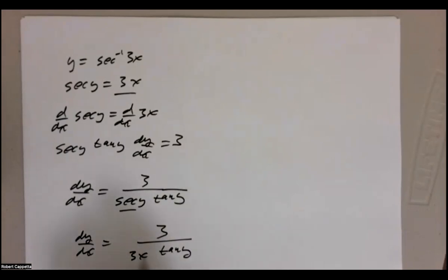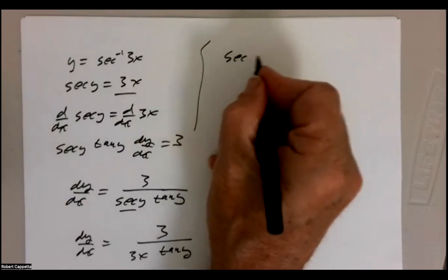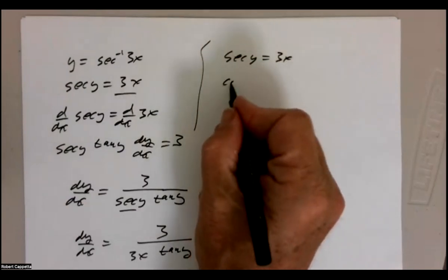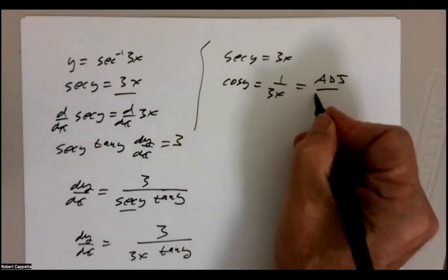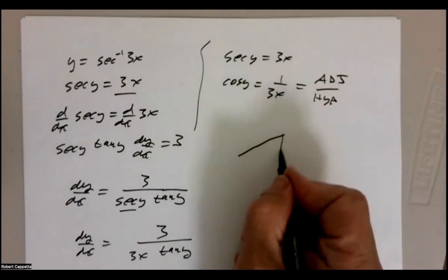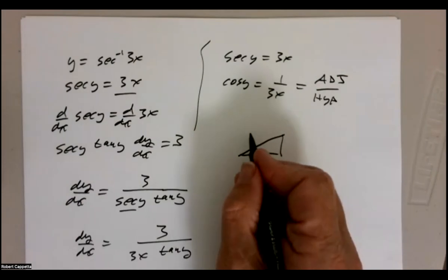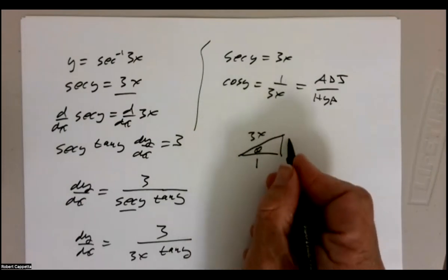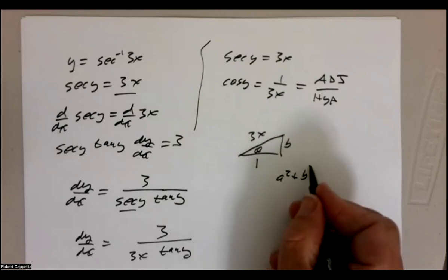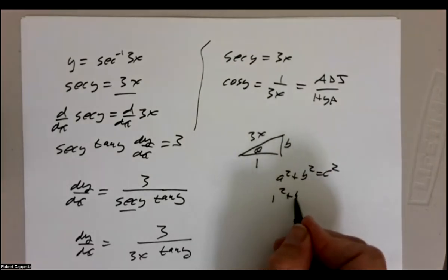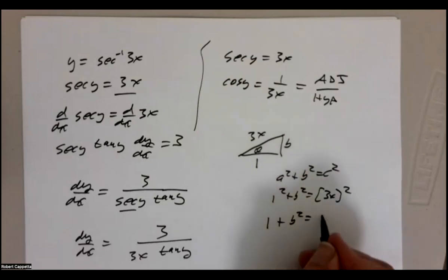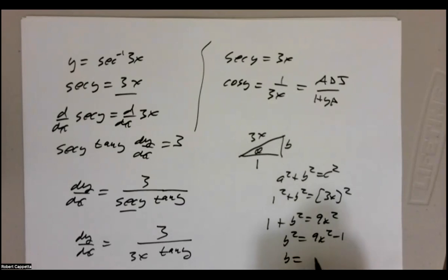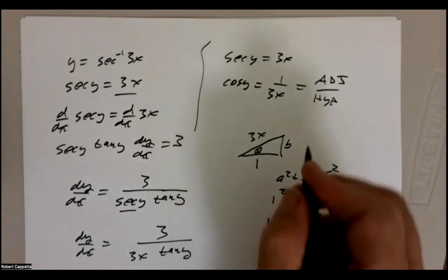Now, how am I going to get tangent y? Here's the argument. Sec y is 3x. Reciprocal then, cos of y is 1 over 3x, which is adjacent over hypotenuse. Let's draw the triangle. Adjacent over the hypotenuse. I've got to find b again. So a squared plus b squared is c squared. 1 squared plus b squared is 3x squared. 1 plus b squared is 9x squared. b squared is 9x squared minus 1. b is the square root of 9x squared minus 1.